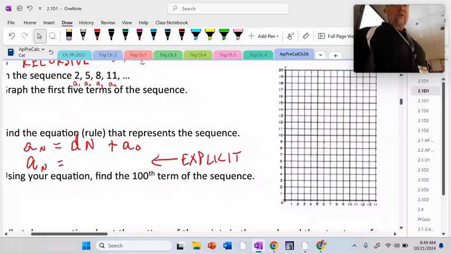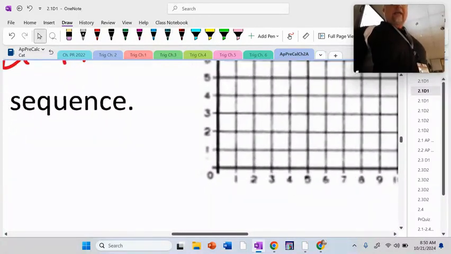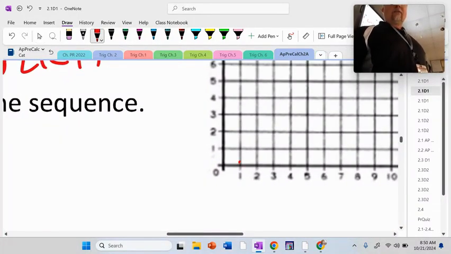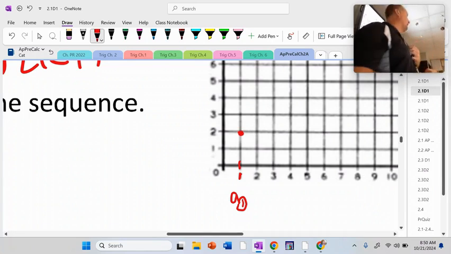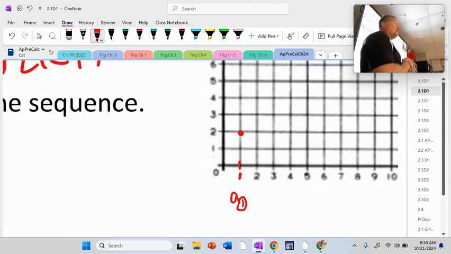Okay, let's graph it first. So how do I graph that? I got to memorize these points. So here is 1. That means a sub 1. I plug in 1 for x or n. We're going to be dealing with n more than x. And I got 2 for y. Okay, so that's how it works when you graph these sequences.